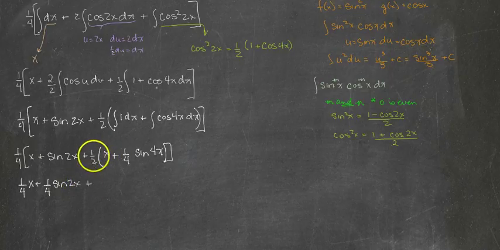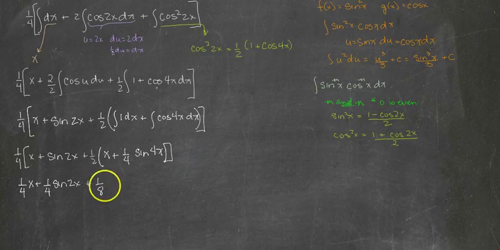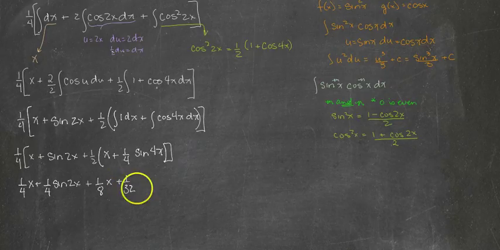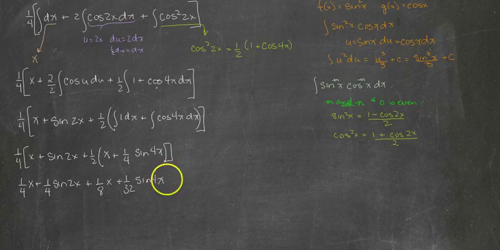plus, well, what do I have? I have 1/2 times x times 1/4 is going to be 1/8 x plus 1/2 times 1/4 is 1/8 times 1/4 is 1/32, or 1/32 sine of 4x. Let me take a second to double check against my notes. Oh, and it all looks good except for combining these two terms.